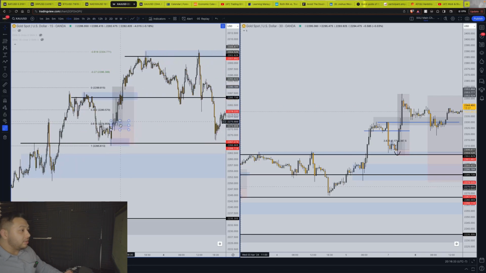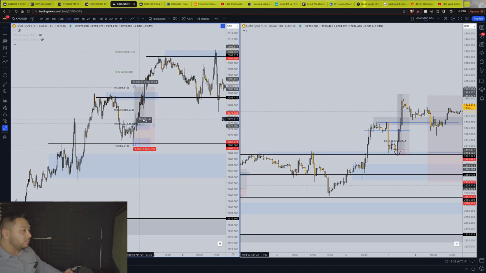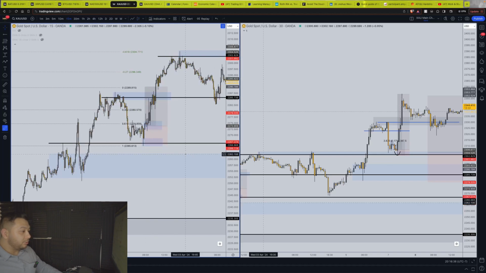Next would be this move right here. This particular trade I had called last week. I can show you real quick.